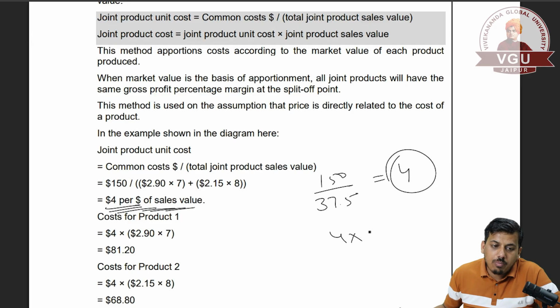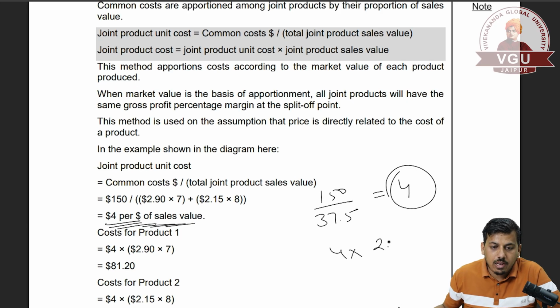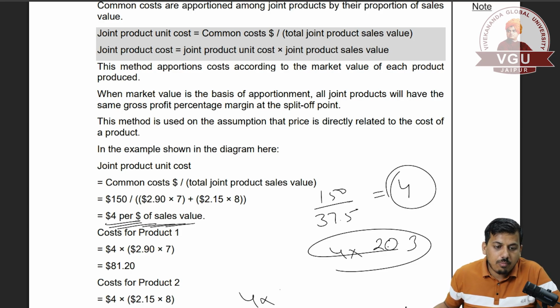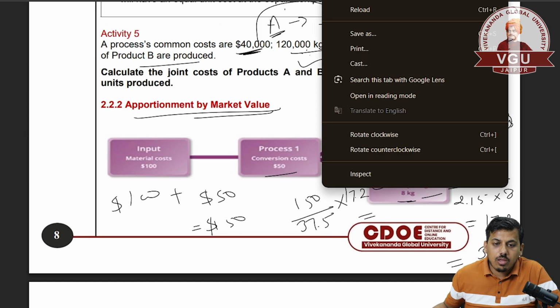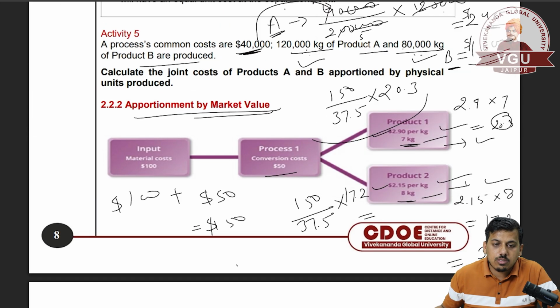It is 4 multiplied by the 20.3 we have already calculated here. And for B, 4 multiplied by 17.2. The same way they have done here, in the same way we have done the calculation above. This is the same calculation they have done in the bottom.